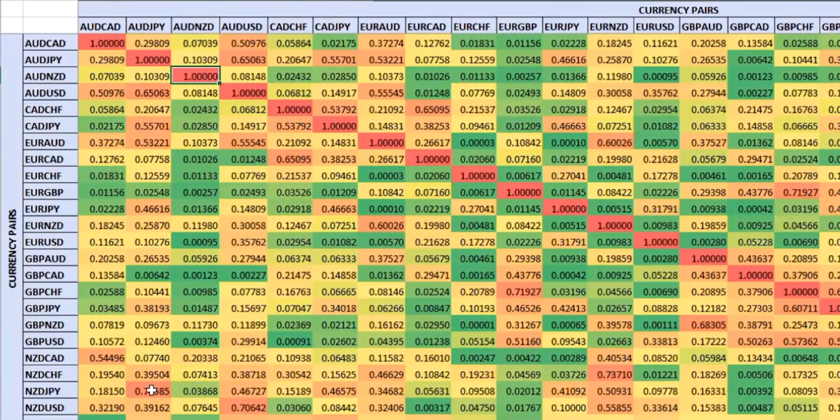So this value here is of particular interest. This is a correlation of 0.74, which is relatively high. And if we look at the two currency pairs that have resulted in this correlation, it's the Kiwi Japanese yen and the Aussie dollar Japanese yen.